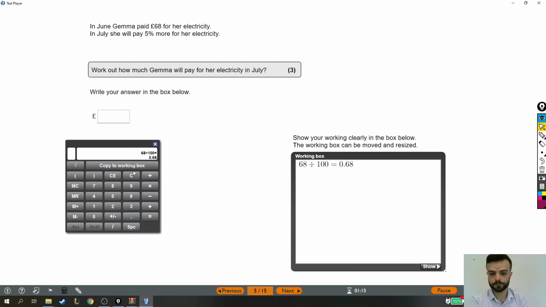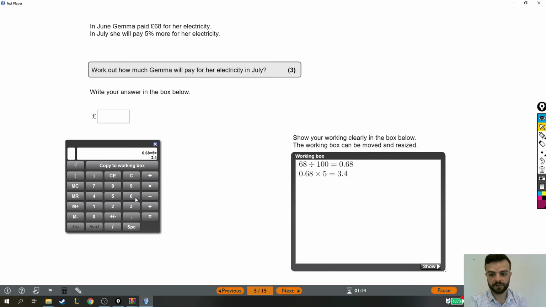So this number here, copy to working box, that is 1%. In money, that would be 68 pence, but it would be okay if it didn't make sense yet, because we're going to take that number and times by 5. So if that 0.68 is 1%, then timesing by 5 gives us 5%, which is written here as 3.4, or £3.40. So that's what 5% is, but because she's paying 5% more, we have to take that figure and add it on to how much she's already paying.